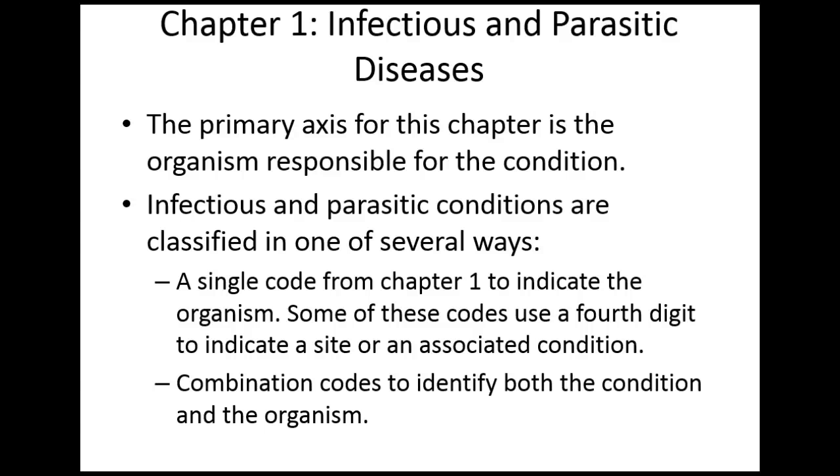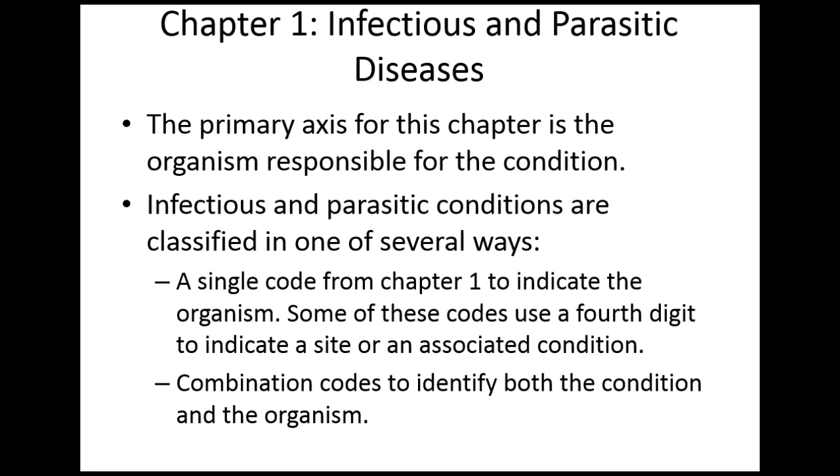Conditions that are not considered easily transmittable or communicable are classified in the appropriate body system chapter, with an additional code being needed from category 041 to 079 to indicate the responsible organism. The primary axis for codes within this chapter is the organism responsible for the condition.